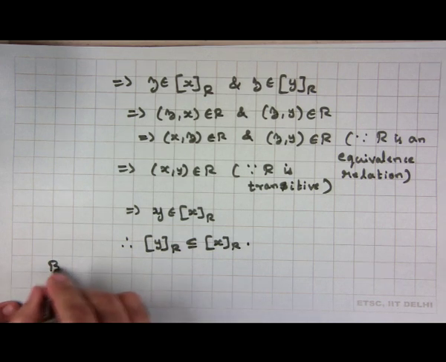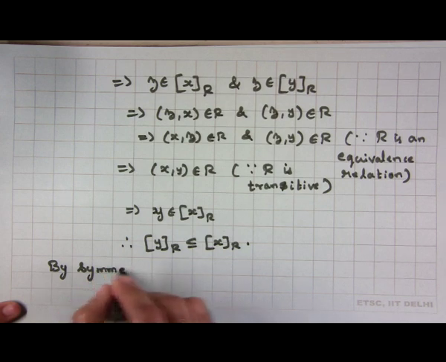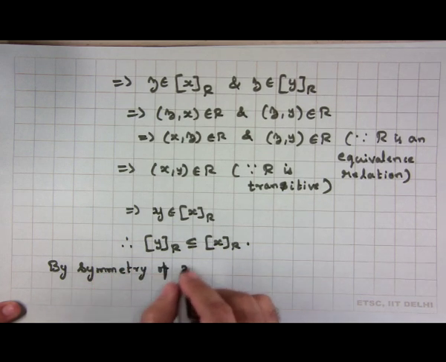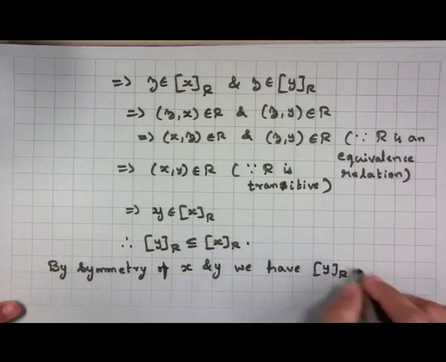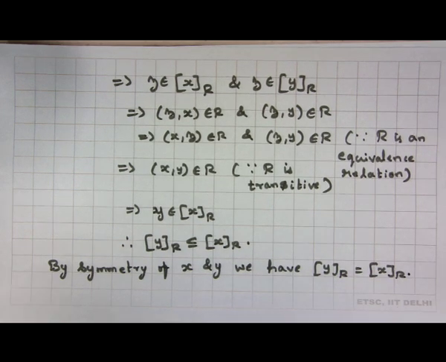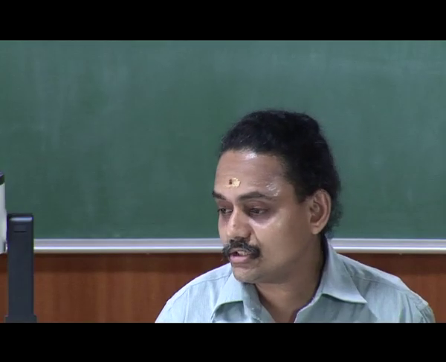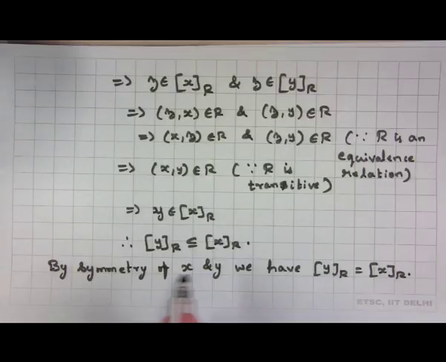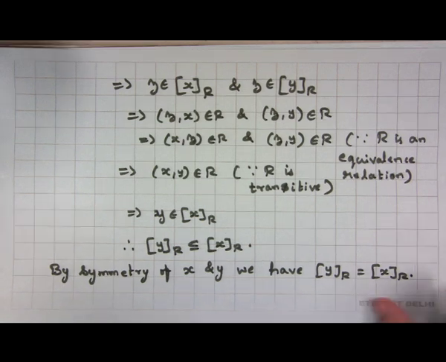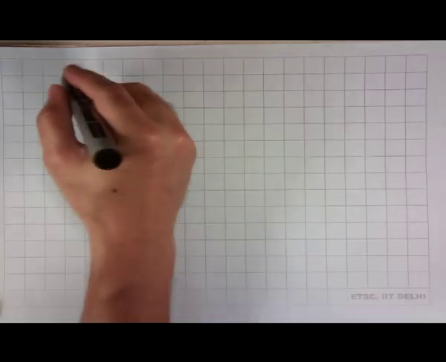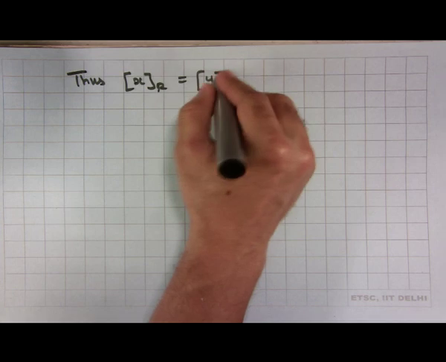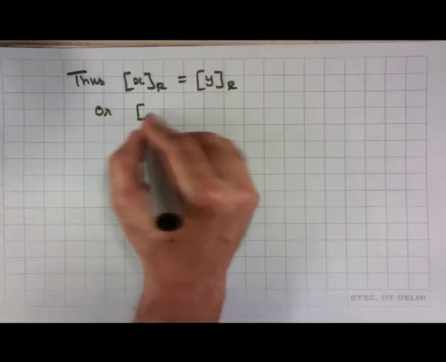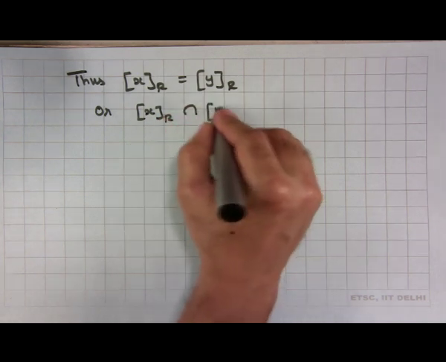Now, by symmetry of x and y, we have box y R equal to box x R. One can see that there is a symmetry between x and y, that means you can just interchange the role of x and y and prove that box x R is contained in box y R, and therefore, you have that box x R equal to box y R. Thus, box x R equal to box y R or box x R intersection with box y R is empty.